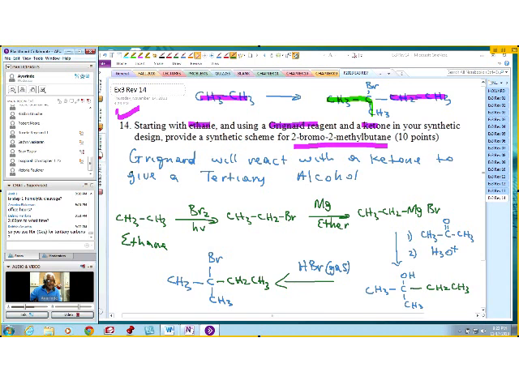Yes, somebody says, can you use HBr gas for tertiary alcohol? Yes, that is correct.